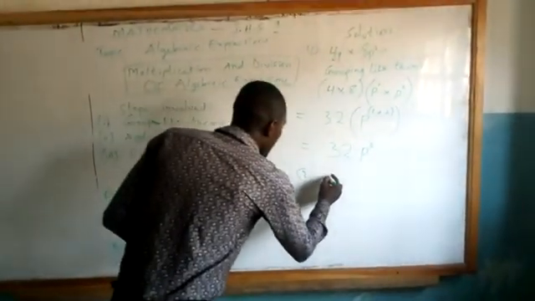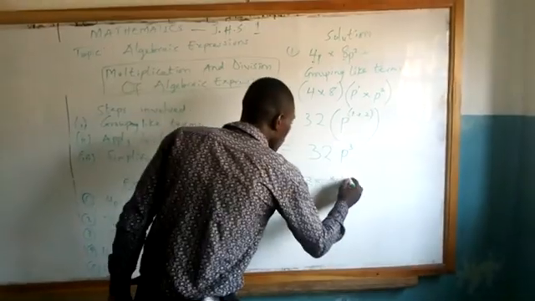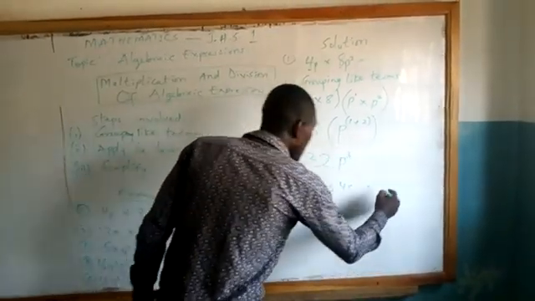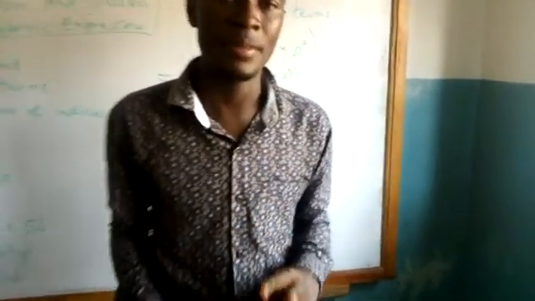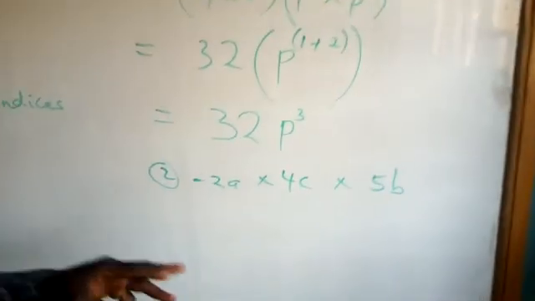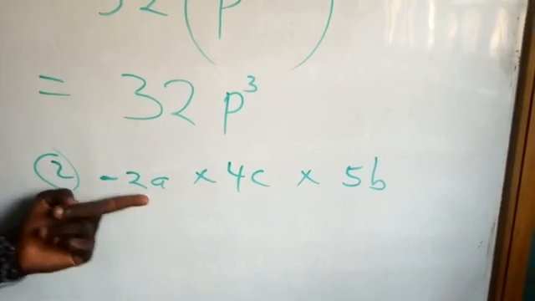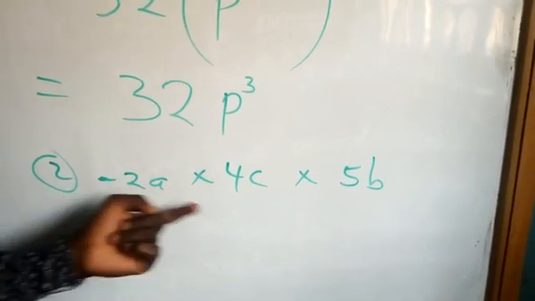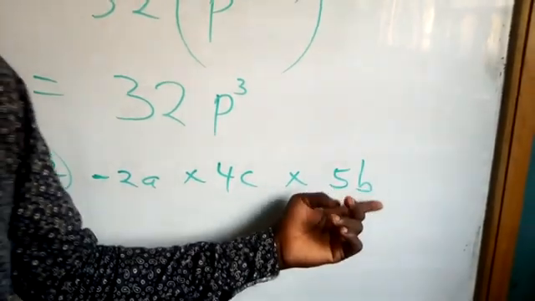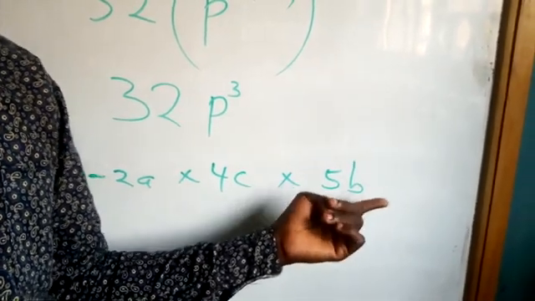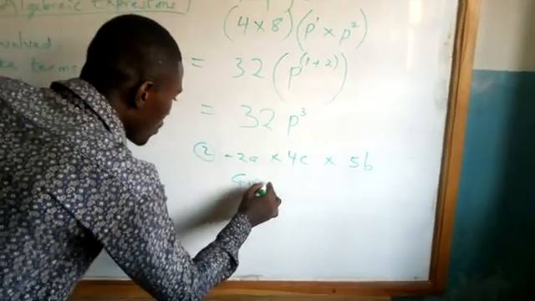We have negative 2a times 4c times 5b. Here we have 3 terms. We have negative 2a, that's the coefficient negative 2 and variable a. Here we have a different coefficient for variable c. We have 5 and the variable b. So we can group the like terms.